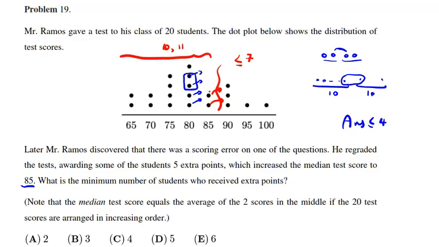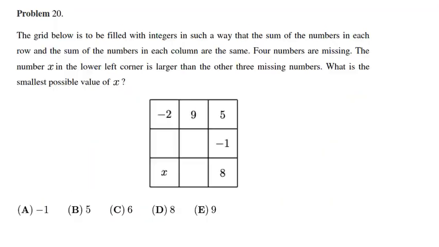So you should have the 10th and 11th here in this column, so you should move at least 4 students from here to here. So the answer also is at least 4. So the answer is C.